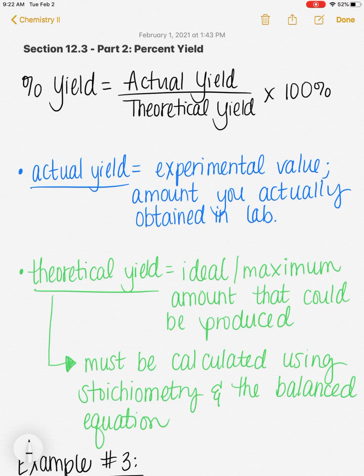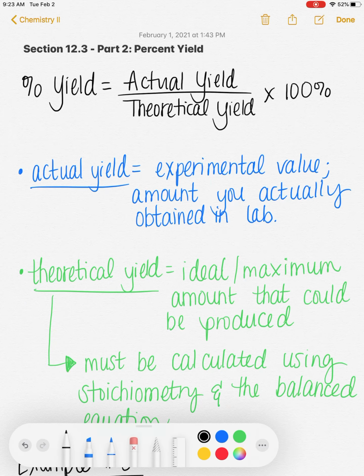Good morning, everyone. Today we are going to continue our discussion of section 12.3. This is part 2 of our discussion. Yesterday we had talked about limiting and excess reactants, and today we want to go over percent yield. Let's begin with the equation for percent yield.